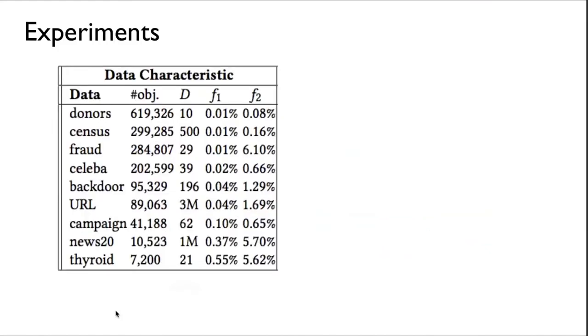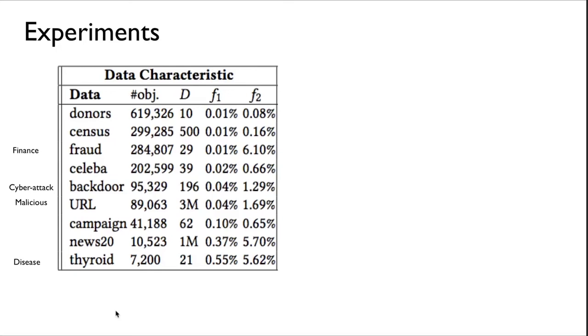So let's go to the experiments part. This paper performed several experiments with 9 different datasets. Some of them are real-world datasets with anomalies in them. The fraud one comes from the finance domain. Backdoor is about backdoor attacks in cybersecurity. And URLs consist of some malicious URLs. Thyroid is some kind of disease.